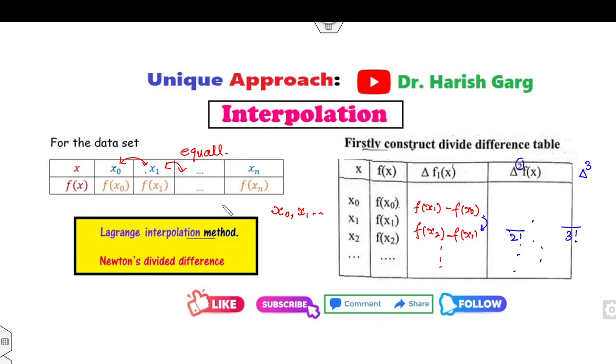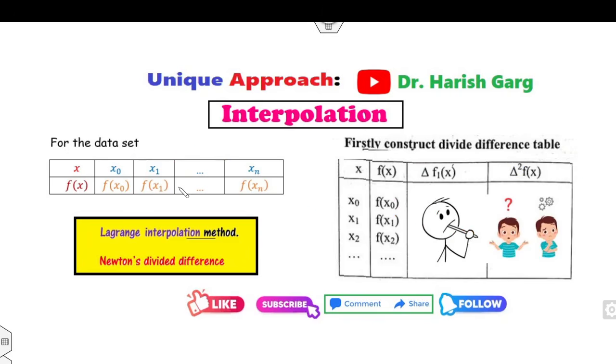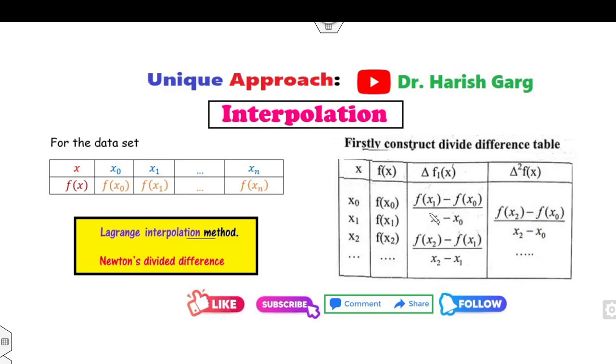Or once they are not equally spaced, then you are again confused about how you can find that. So in that case, you can use this case: difference of this divided by the difference, difference divided by and so on. I will tell you in a couple of examples how you can find this in a very simple manner.